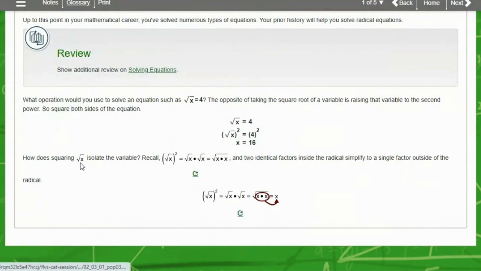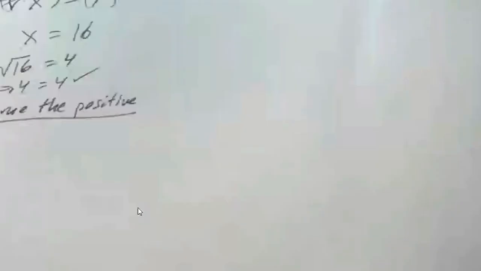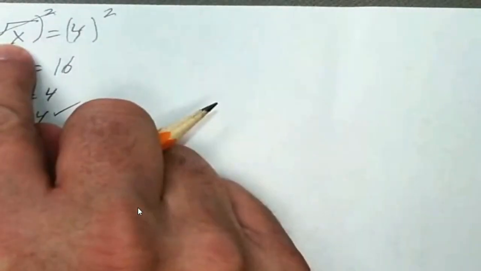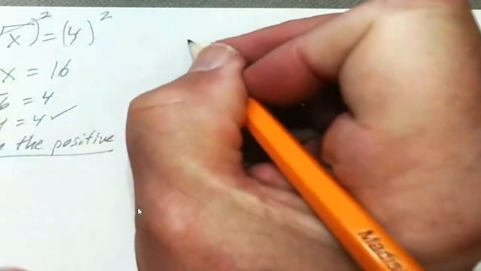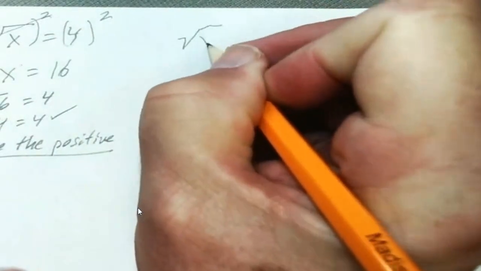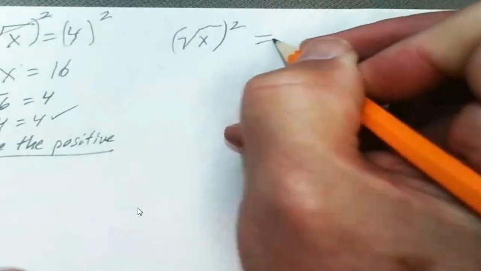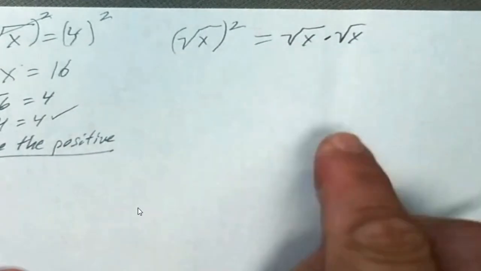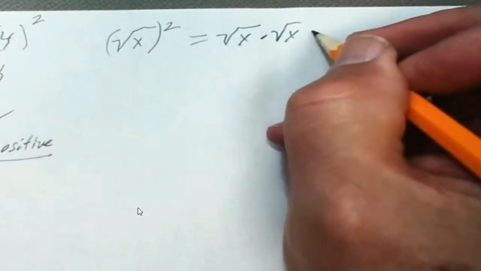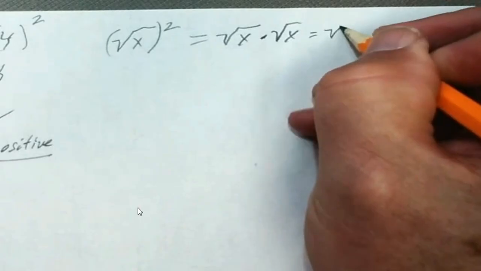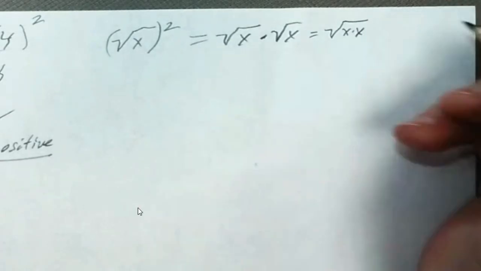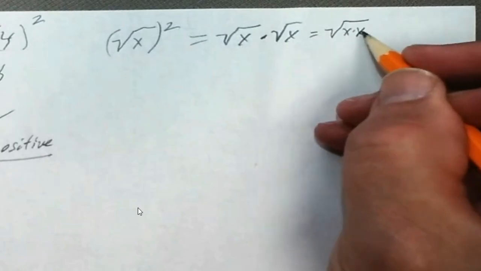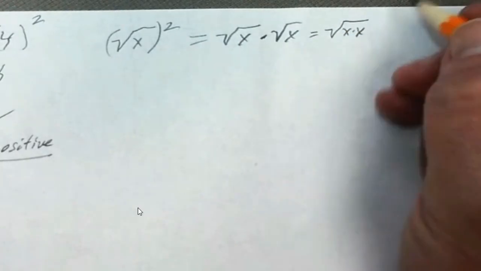Right? And it says, how does squaring isolate the variable? Oh, yeah. So we can look at that real quick. How do we know that this actually cancels out? Well, if we have the square root of x squared, that means that's the square root of x times the square root of x, right? Because squaring takes it times itself. And when you have two things like this being multiplied, you can put them together, the square root of x times x. And if you have x times x, the square root of that would just be one of those x's.